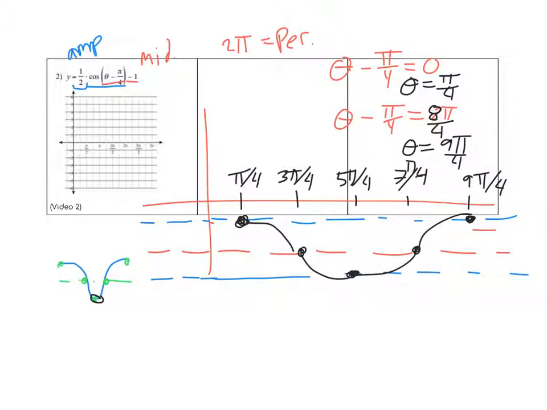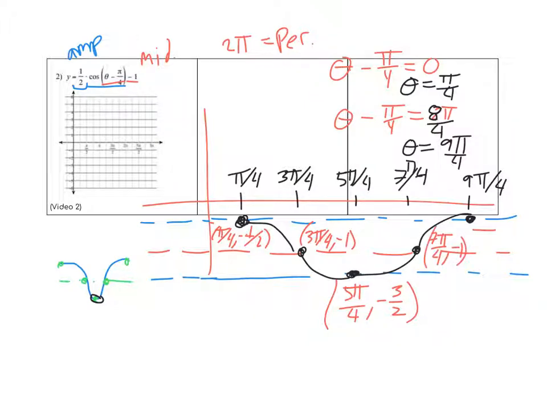And again, if you want to be a really snazzy human being, let's add some coordinates to these. So we've got pi over 4, negative a half. We've got 3 pi over 4, comma, negative 1. We've got 5 pi over 4, comma, negative 3 over 2. We've got 7 pi over 4, comma, negative 1. And then we've got 9 pi over 4, comma, negative 1/2. Bada bing.